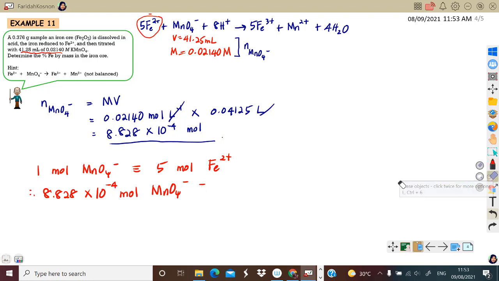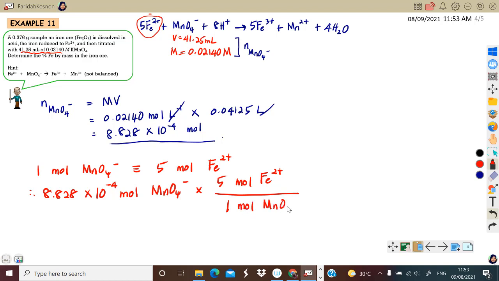So, kita kira dulu. Okay, so here we have to multiply with 5 mole of iron 2+ divide by 1 mole of permanganate ion. So, cancel out mole of permanganate. Okay, selesaikan. So, you will get the number of mole of iron 2+ reacted with permanganate ion is 4.414 times 10 to the power of negative 3 mole iron 2+.